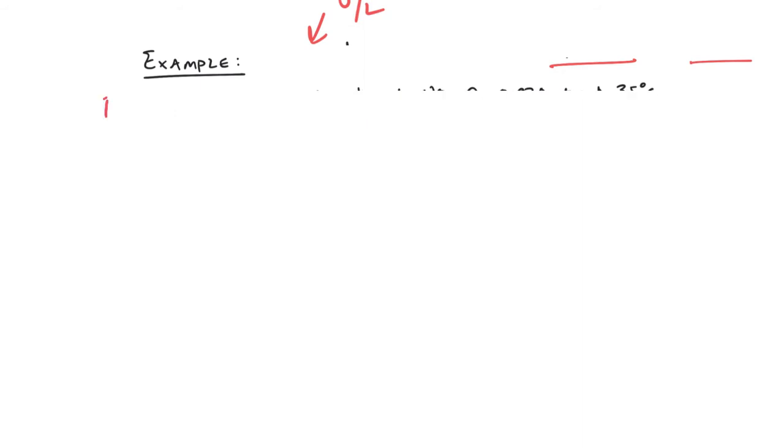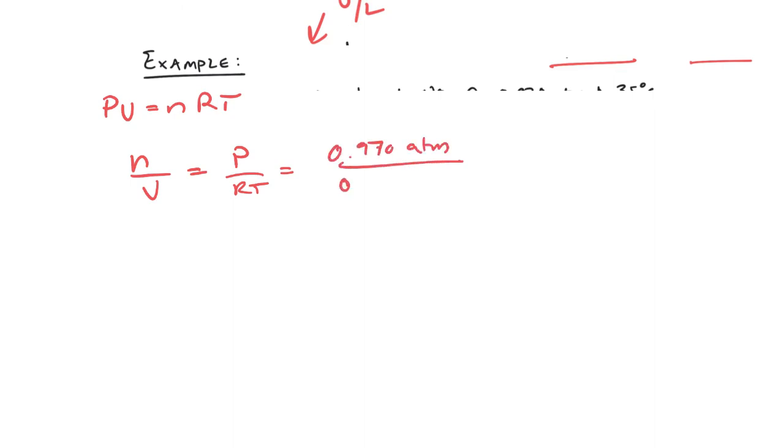We've got a gas and we're considering it to be ideal, so PV equals nRT. Density is in units of grams per liter, so I need something about an amount on the top and something about volume on the bottom. The easiest way to get there is n over V, the number of moles divided by the volume, which equals P over RT. So this equals 0.970 atmospheres over R, which is 0.8206 liter atmospheres per mole Kelvin, times the Kelvin temperature, which is 35 plus 273, or 308 Kelvin.